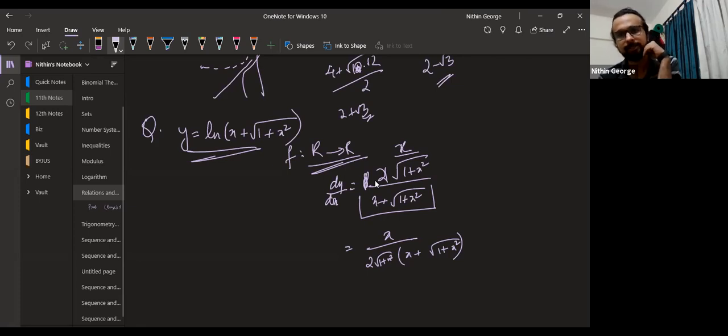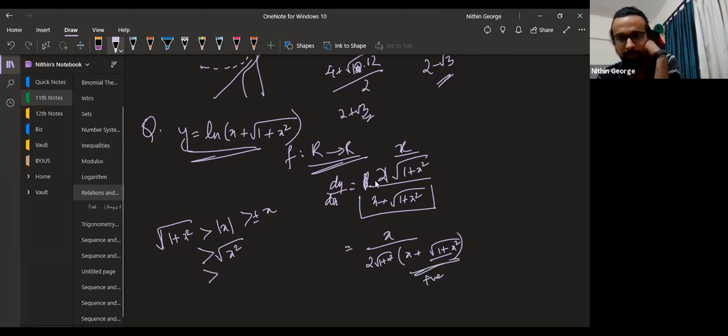So here, what you should realize is that root of 1 plus x square will always be greater than mod x. Does this make sense? I can write this as root of x square, mod x. So root of 1 plus x square will always be greater than that. So basically, it will be greater than plus or minus x. Doesn't matter. So this quantity will be positive. This is root of 1 plus x square, which is positive.